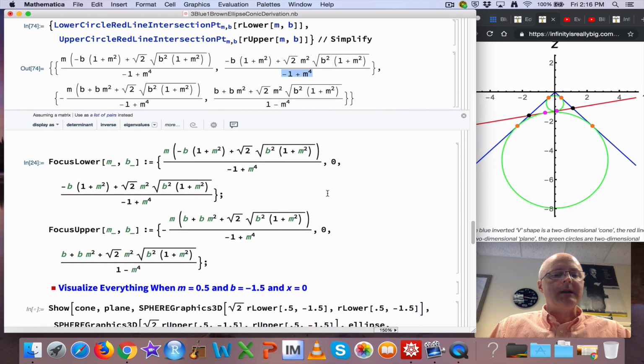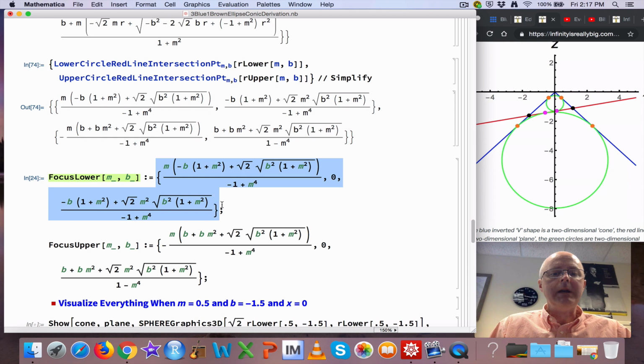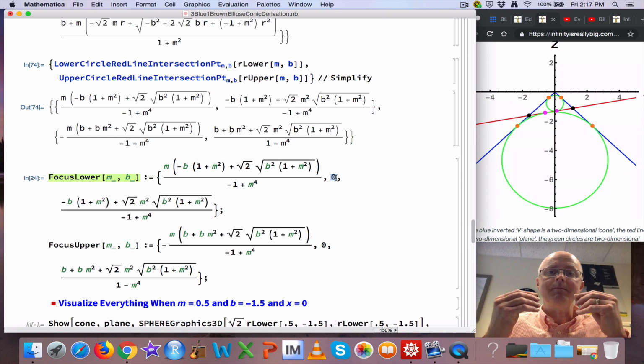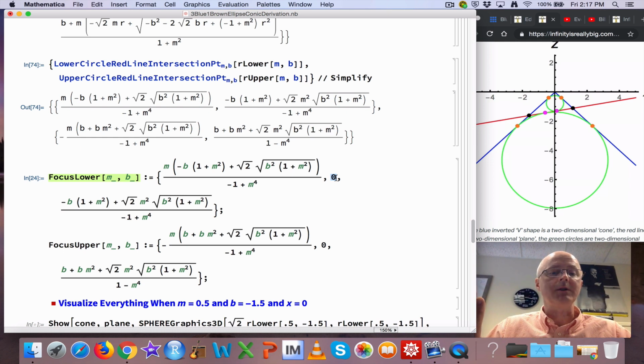Let's see here. I need to take these things, and actually these are both x and z coordinates. I need to plug them into a list with 3 entries, 3 coordinates, the second of which is 0, because these pink dots are in the plane where y is 0. Their y coordinates are 0, just like in the two-dimensional picture. Here's their x coordinate, and here's their z coordinate for both the lower one and the upper one.